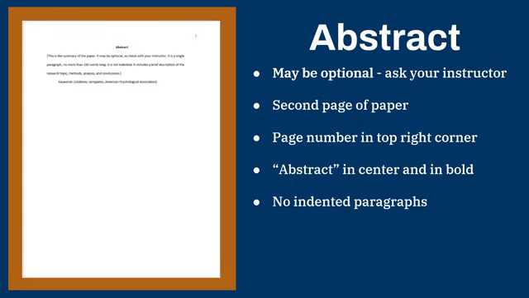The next page in an APA paper is the abstract. It's usually optional, but ask your instructor to find out if it's required. Notice the page number in the top right corner and the word abstract written in center and bold at the top. The paragraphs in the abstract are not indented.